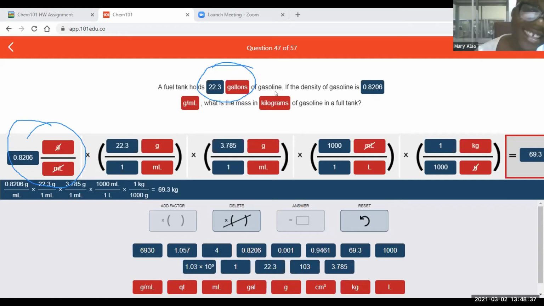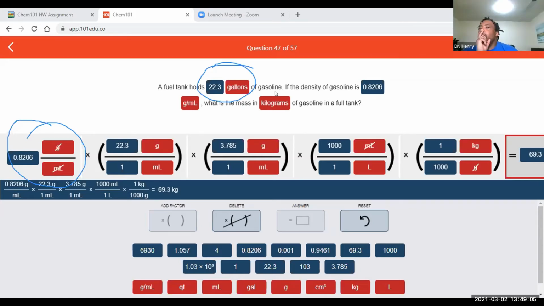And then you just magically put 23.3 grams over 1 milliliter. That doesn't work. Does 22.3 gallons equal 1 milliliter, or does even 22.3 grams equal 1 milliliter? So you always want to start with your given. Other things like equivalencies, density is kind of like an equivalent, so we're going to be using that a little bit later on.